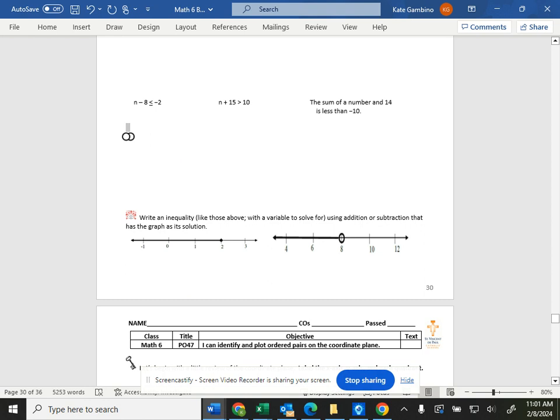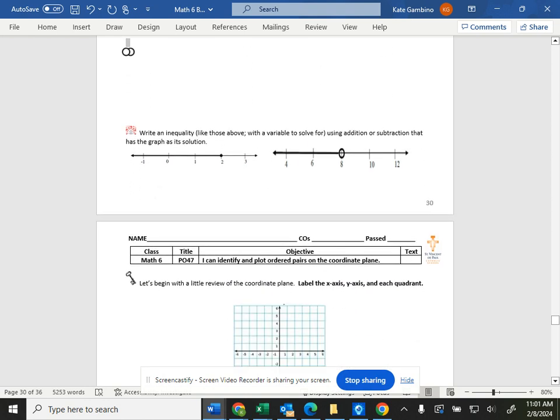On the bottom, it says write an inequality like those above with a variable to solve for using addition or subtraction that has the graph as its solution. So now instead of having to graph it, we have to write what that inequality would look like. So you start with your n and look at this graph. Look at which way the arrow is going. Is that arrow going to the left or to the right, Zelda? To the left. To the left, so I want it to be less than.